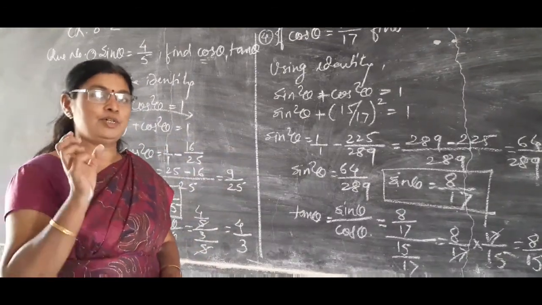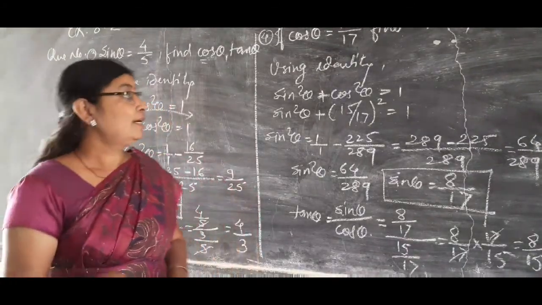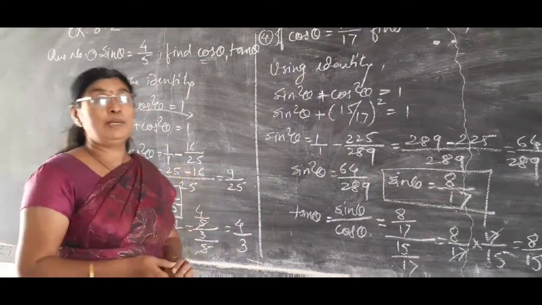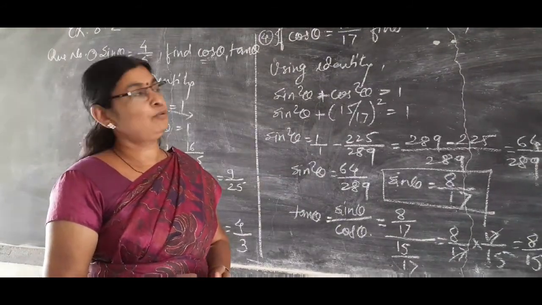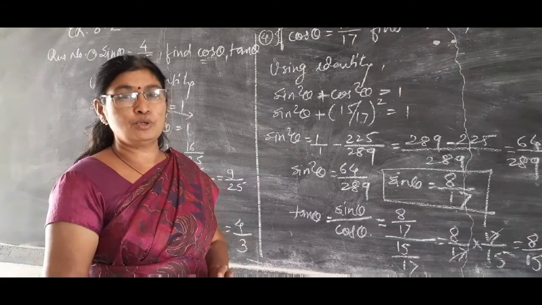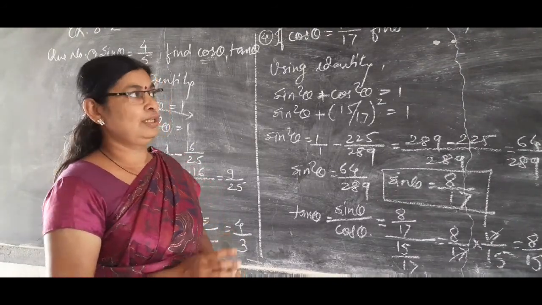If sin is given, first you have to find cos. If cos is given, then you have to find tan. Now in this way you have to complete exercise 8.2, which is the most important, and it is included in 10th standard also. So learn all the formulas, learn all the identities and solve the problems.